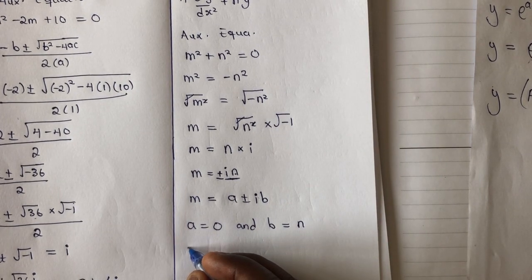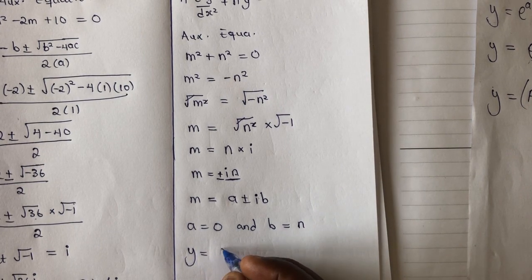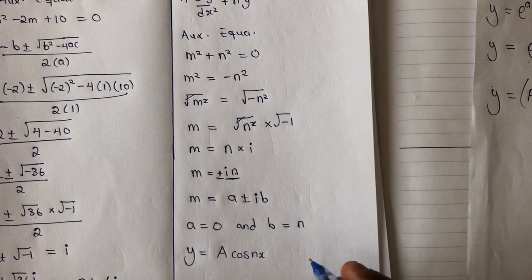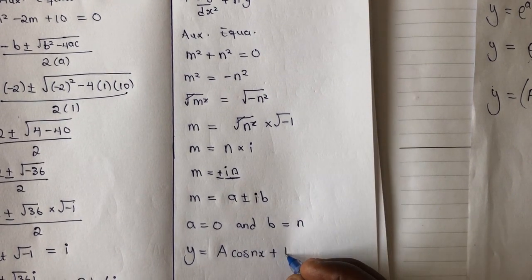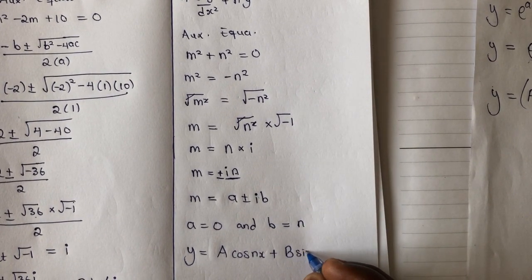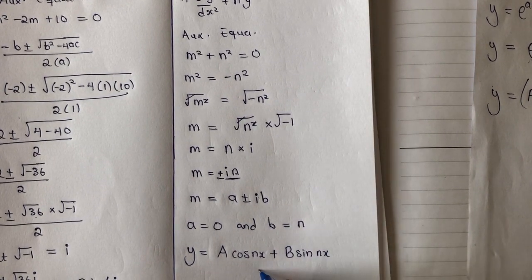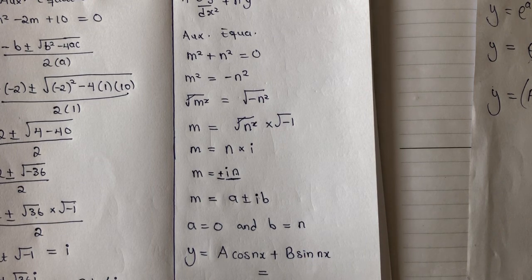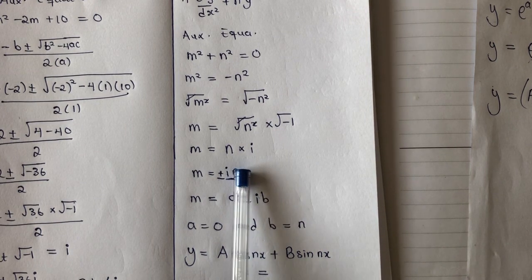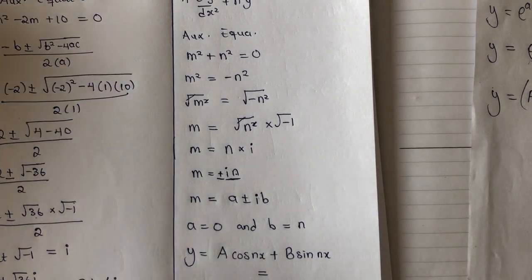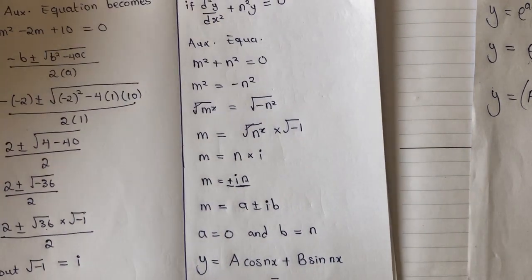So you are going to say that therefore y equals a cos nx plus b sin nx. And this is the solution for case 1, where n is complex and a is 0. So let's take one example for this one.